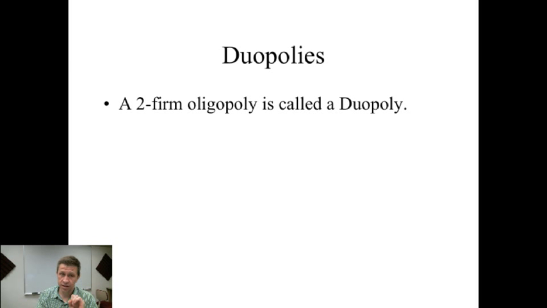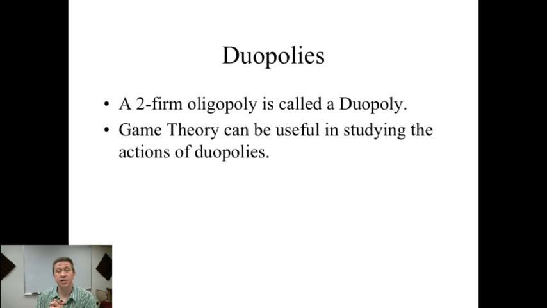Finally, a 2-firm oligopoly is called a duopoly. The next section is game theory. We really go through a very basic introduction of game theory, but it can be very useful in studying the actions of duopolies, and that's what the next lessons will be covering.